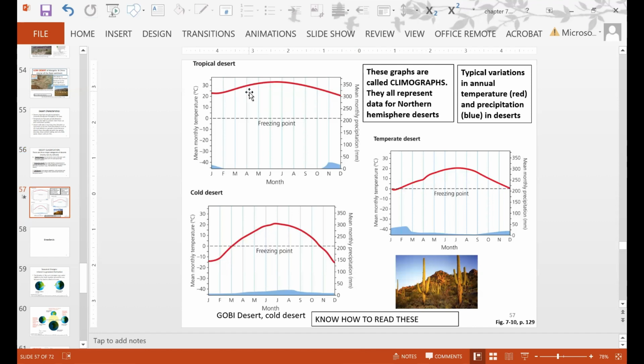Precipitation is in millimeters. So tropical deserts, you have almost no precipitation most of the year, except for November, December, and January, you do have a little bit of precipitation. Your temperate deserts, you have a little more precipitation than your tropical deserts. Your temperatures in the winter are colder than your tropical deserts, but warmer than your cold deserts. See, the cold deserts, the cold temperature goes lower than the other two deserts. You do have more precipitation in the summer. This climograph of the cold desert, for example, would be the Gobi Desert.